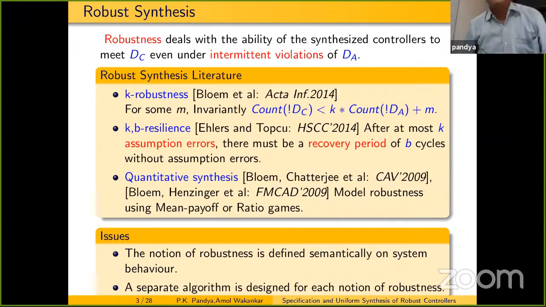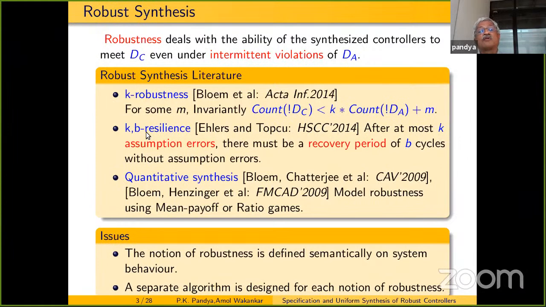Now, how much violation of the assumption should be tolerated? There are various notions in literature. For example, there is the K-robustness notion due to Bloem and co-authors, which says that at any point in the behavior of the circuit, the count of the number of violations of the commitment is upper bounded by some constant K times the number of violations of the assumptions, modulo in the initial part by some constant M, right? So the ratio of the number of commitment violations to the number of assumption violations is upper bounded. And that is called K-robustness.